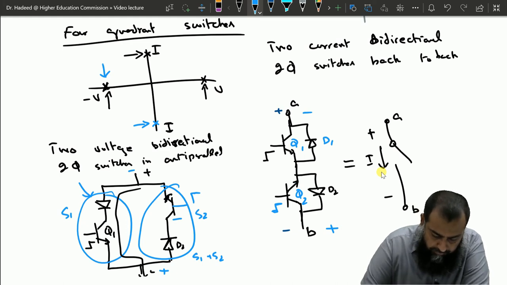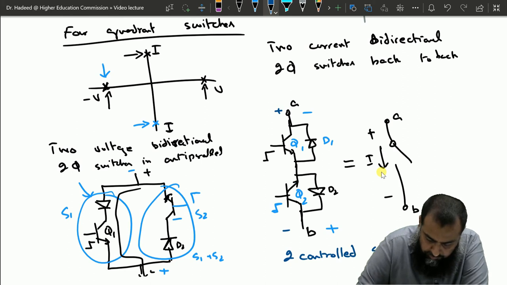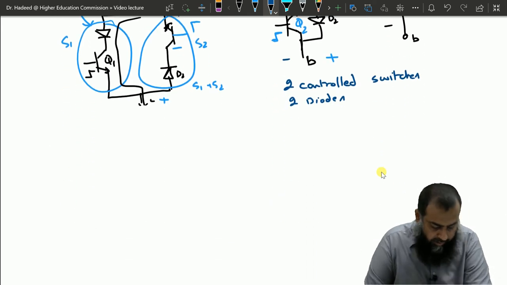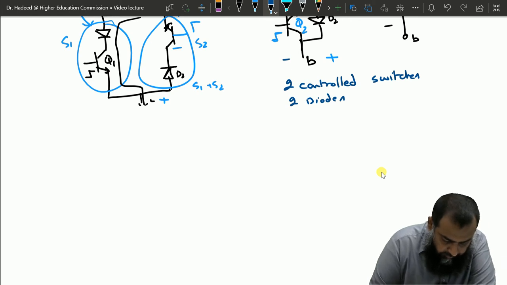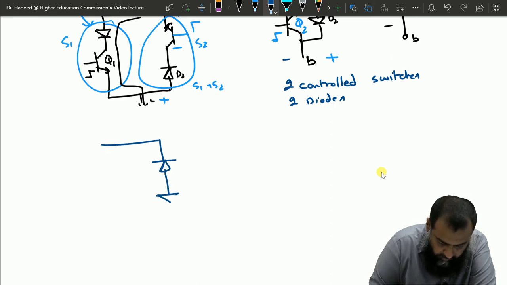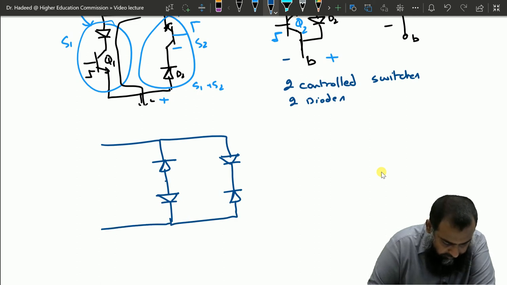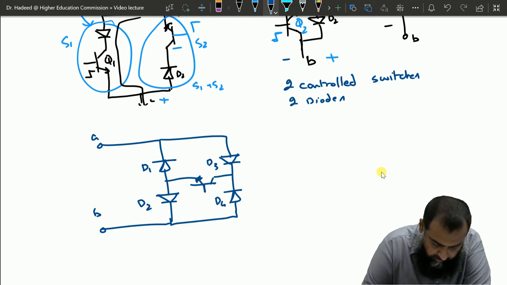Now you see here that for both of these two switches, we have two controlled switches, and we have two uncontrolled switches, which are the diodes. There is another possibility of creating a switch which is capable of operating in the four quadrants, and that is by the use of the rectifiers. So we can generate the similar one by having this here. So we have, this is terminal number A, this is terminal number B. Let us say this is D1, this is D2, this is D3, this is D4. Let us say this is D4, this is D3.